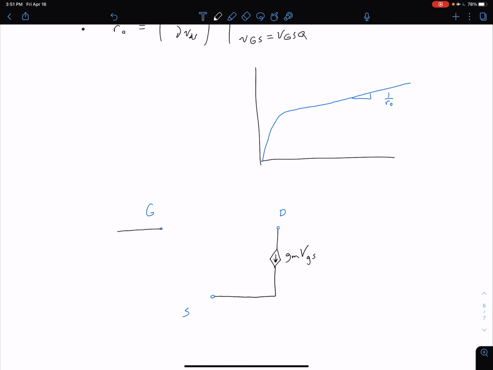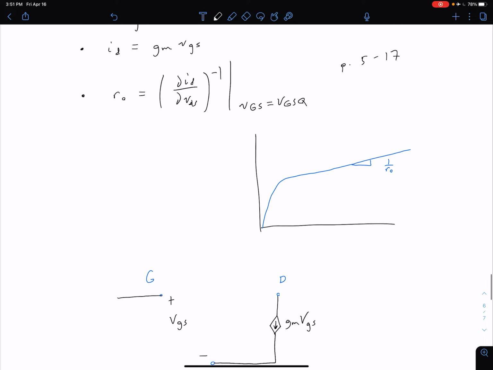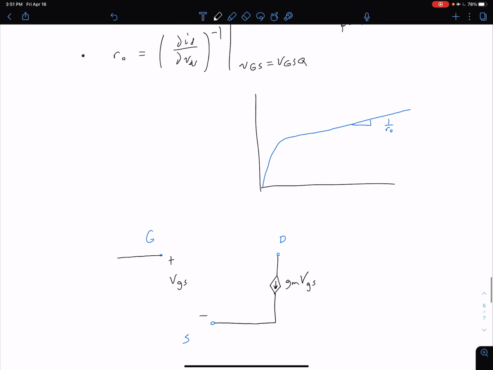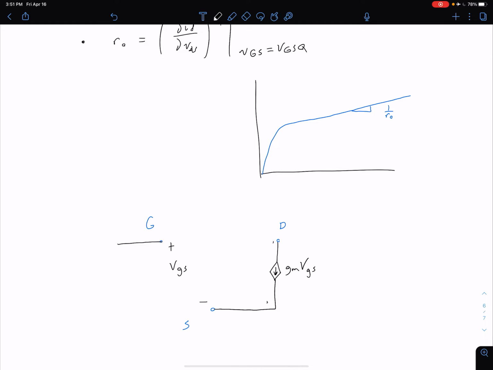And of course that VGS value is just the potential between our gate and our source. So VGS as defined over here. And this small signal output resistance we can see as a change in our drain current as our VDS is changing. So of course our VDS is between here and here. And so in order to have that voltage affect our drain current, we need to put this R0 resistor between our drain and the source. And so this would be our lowercase r0, our output resistance.